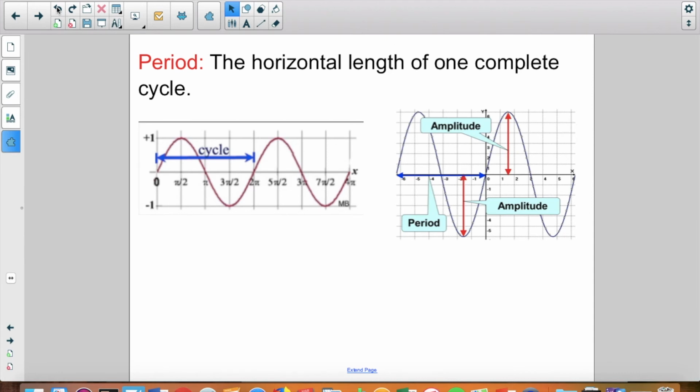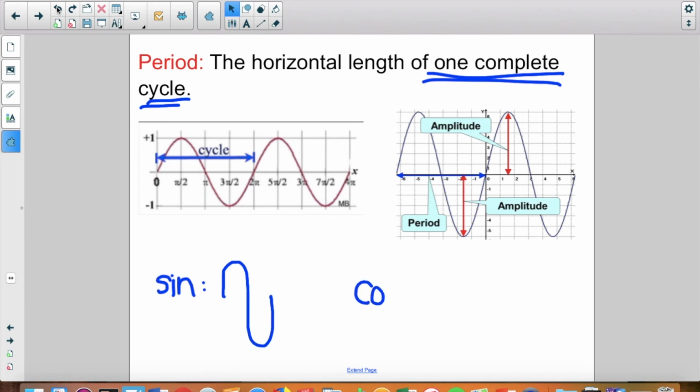Next is period. A period is the horizontal length of one complete cycle. That's why it's super important that you can identify the difference between sine and cosine. Remember, a sine graph starts at the midline, goes up, and then ends at the midline. It kind of looks like an S a little bit. And cosine looks like this. So you're pretty much finding the distance that it takes to get through one of these shapes.